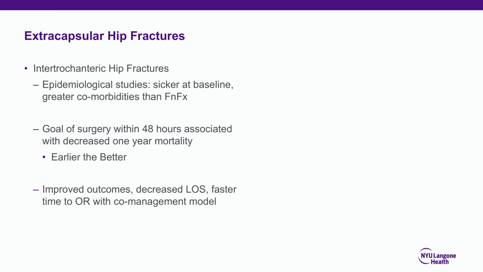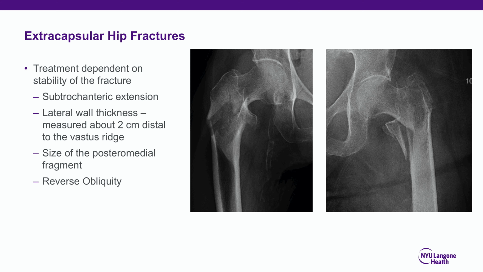When asked about co-management models, patients treated with this will have improved outcomes, decreased length of stay, and faster time to the OR. The classification is simple. These fractures are either stable or unstable, and this depends on radiographic markers. Unstable fractures include subtrochanteric extension, large posteromedial fragments, reverse obliquity fracture patterns, and now more scrutinized is a lateral wall, which is measured about 2 centimeters distal to the vastus ridge.